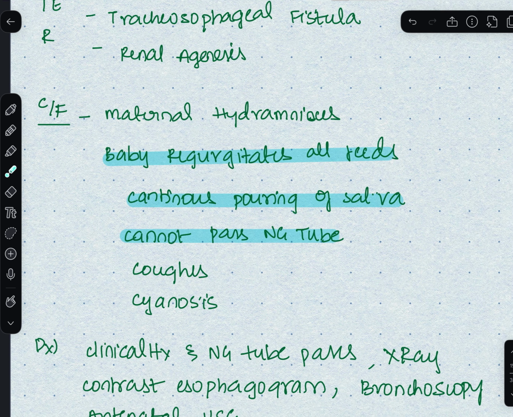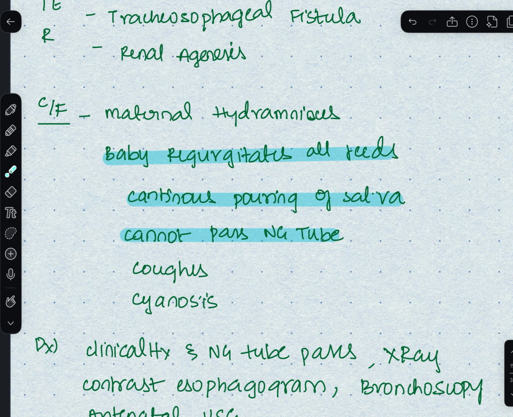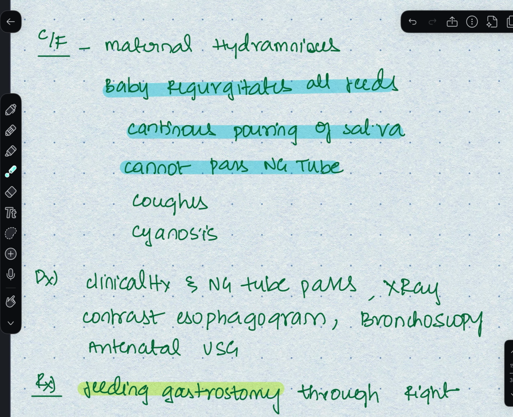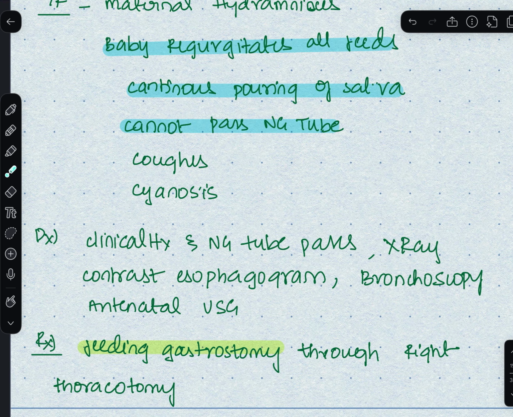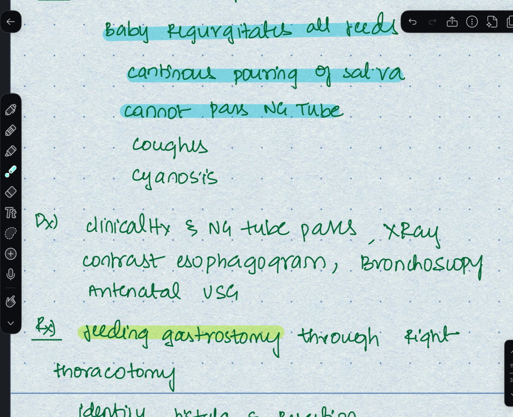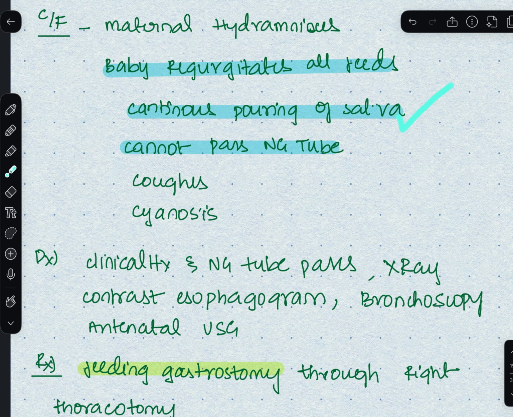So what will be the clinical symptoms? There will be maternal hydramnios and the baby regurgitates all the feeds. So this is important to write in the exam. The baby regurgitates all the feeds and there will be continuous pouring of the saliva through the mouth and you cannot pass the NG tube into the baby, right? So the baby even coughs and cyanosis can be seen. Right, because there is a fistula between the trachea and the esophagus, so the food will not pass through the esophagus, it will be regurgitated, and also there will be continuous pouring of the saliva, and also you cannot pass the NG tube into the esophagus because there is a fistula at this level, right?